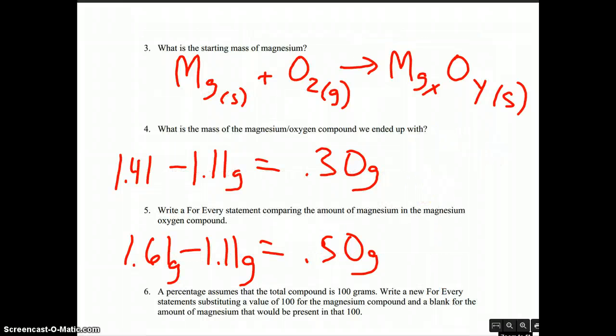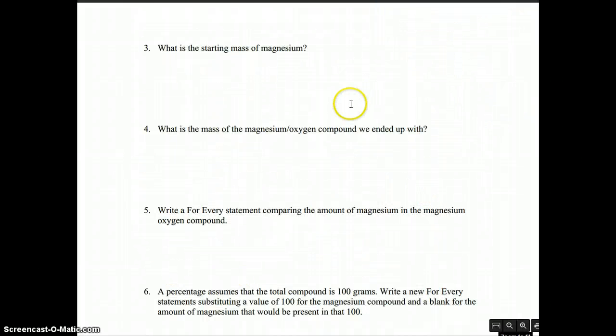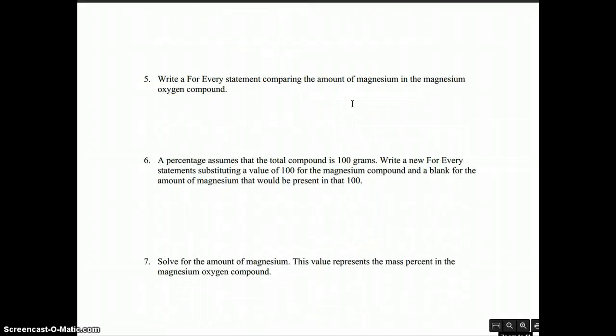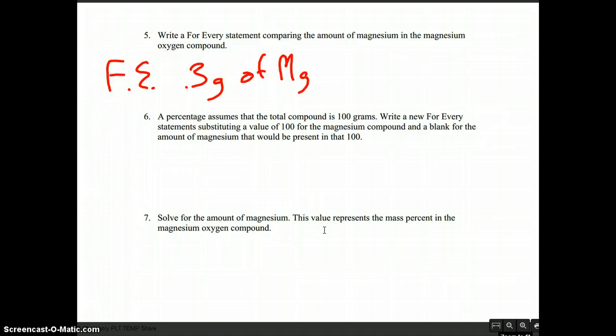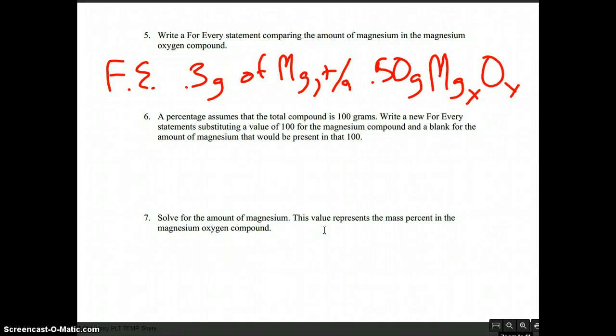And so, write a for every statement comparing the amount of magnesium in the magnesium oxygen compound. So if we were to do that, we would say for every 0.3 grams of magnesium, there are 0.50 grams of MgxOy. And a percentage assumes that the total compound is 100 grams.